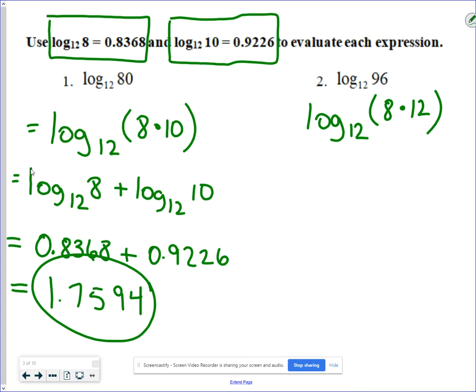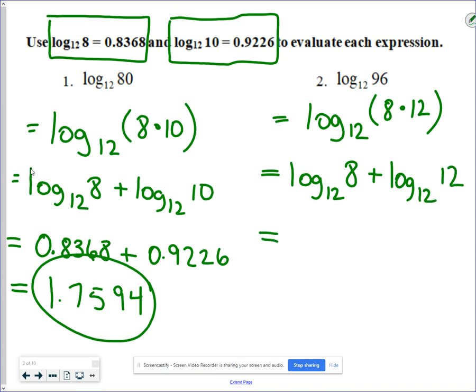But I don't know if this does us any good, because do we know what log base 12 of 12 is? We do, actually. That's one of the rules that we just went over in the beginning. So here's what I can do now. I can rewrite this as log base 12 of 8 plus log base 12 of 12.